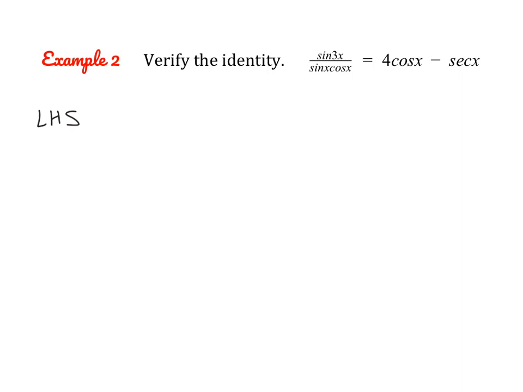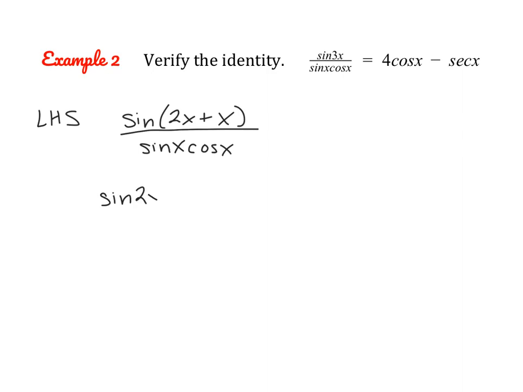So if you're thinking, well, we don't know a triple angle formula, we can try rewriting sine of 3x as the sine of 2x plus x. And then the denominator will stay the same. And then from here, we can expand this out using our sum formula. So remember, it's sine, cosine, cosine, sine. So sine of 2x, cosine of x, plus cosine of 2x, sine of x.